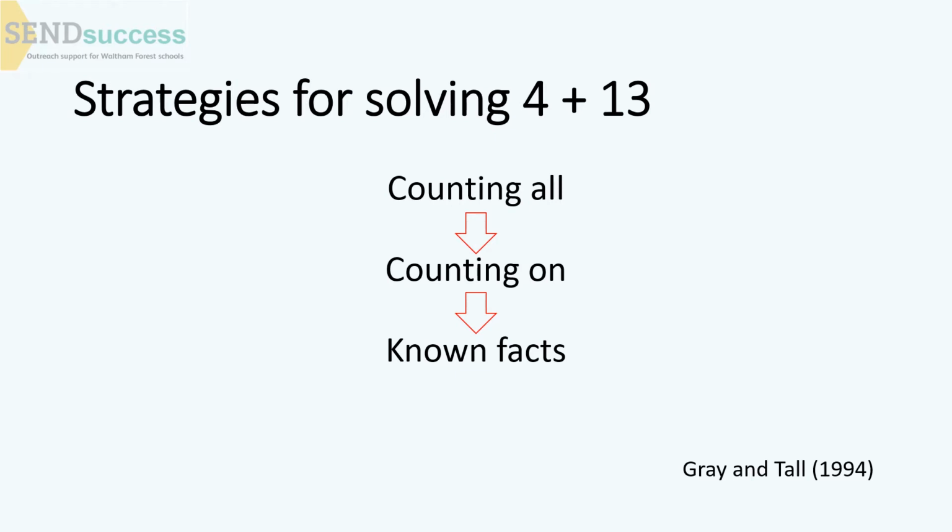Using known key facts is next in developing fluency. The children are able to generalise their understanding of number. So they might just know that 3 and 4 make 7. It's one of their key facts. And the extra 10 in there means we add 7 to the 10 to get to 17.